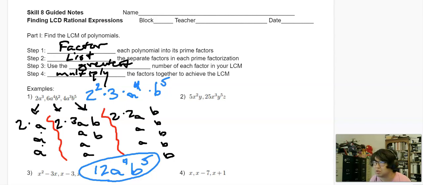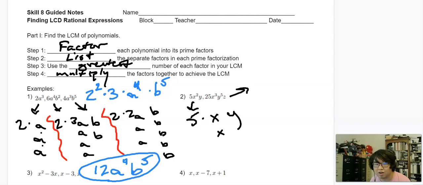Let's go ahead and do this next one as well, and I'll save the other stuff for later. Perhaps try it on your own if you want to give it a shot. You've got 5x squared y and 25x cubed y to the fifth z. So that's a lot in the second term. Let's figure out this first one first. 5 is by itself, and then I've got x twice, and then I've got y once. So there's my first one.